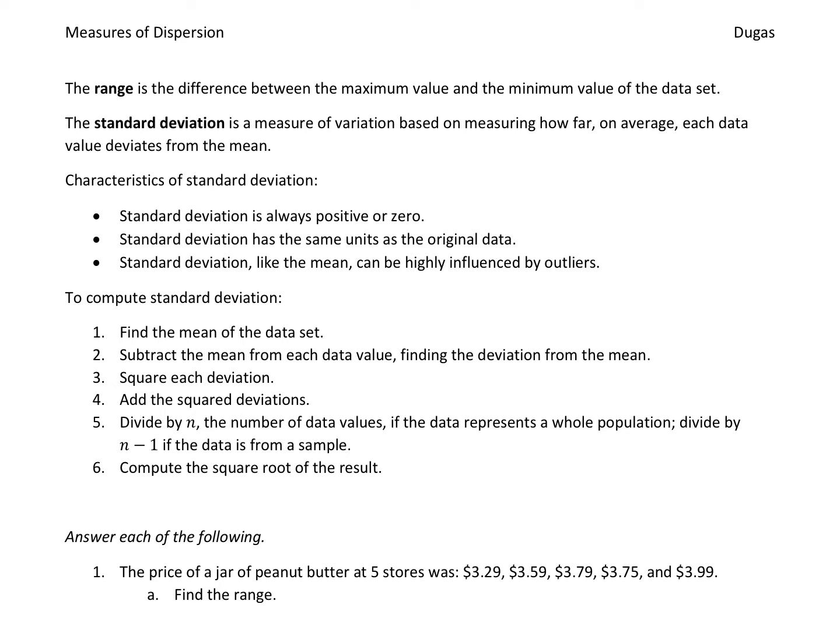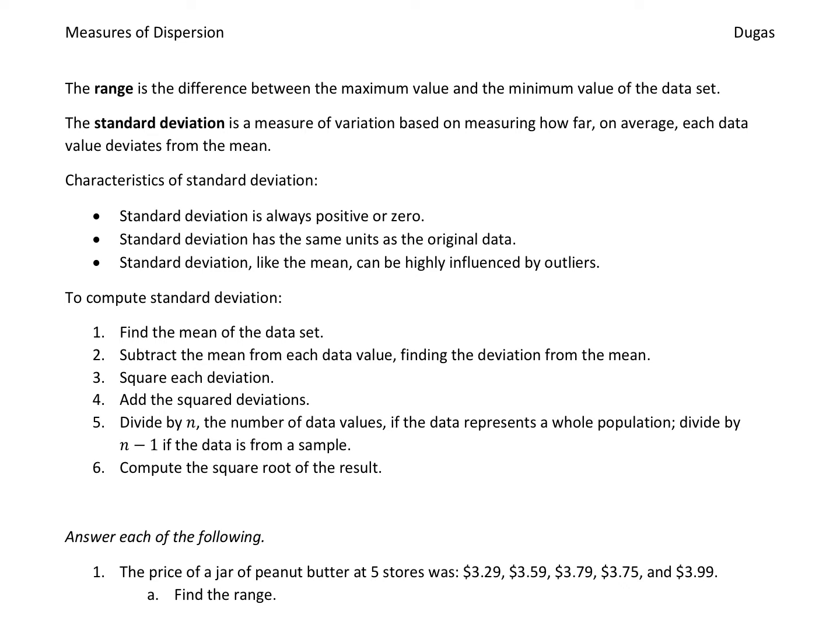A few characteristics of standard deviation: it's always positive or zero. In other words, it's non-negative. The only way it's zero is if every single data value is exactly the same. So if you had 10 people living in a town and every single person made $20,000 a year, there's no deviation. There's no change. Everyone has the same salary. So the standard deviation would be zero.